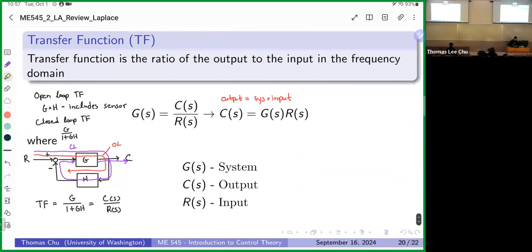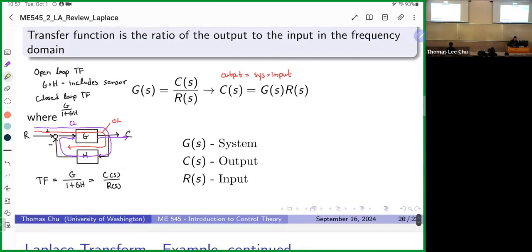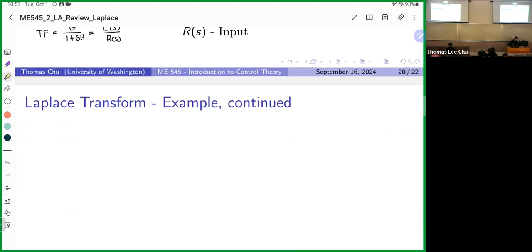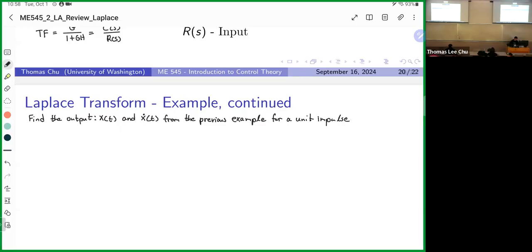Okay, so that's the definition. What I wanted to do now is continue that example, because now we're going to find the time domain solution. So basically, we want to find the output x of t, and let's also find the derivative of x of t from the previous example. I'll upload these notes today because we'll finish the set of notes for a unit impulse. And when I say unit impulse, it means it's just equal to 1. And we're going to assume this time zero initial conditions.